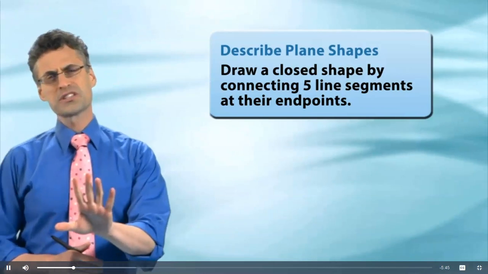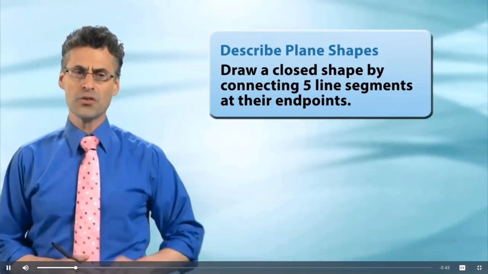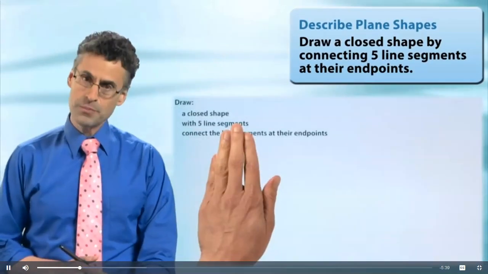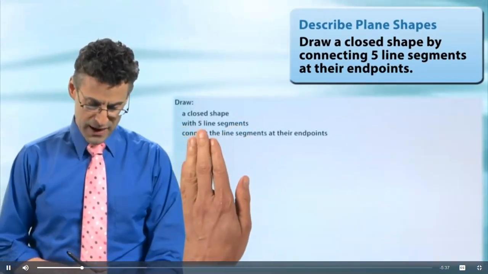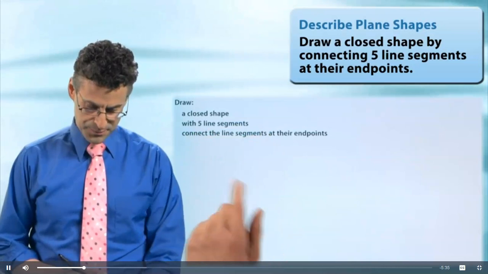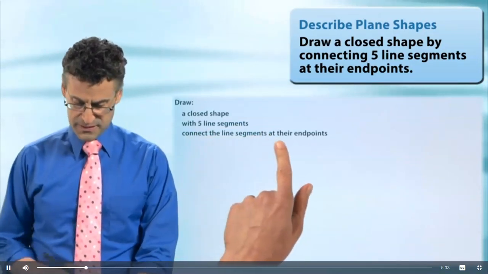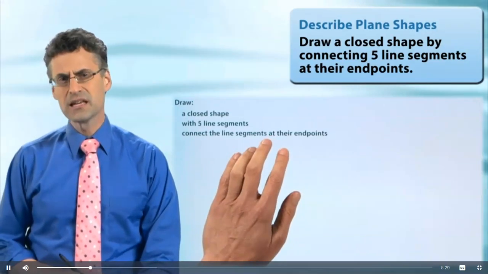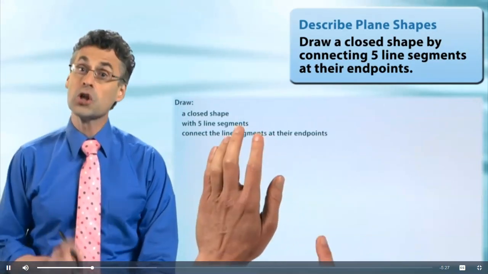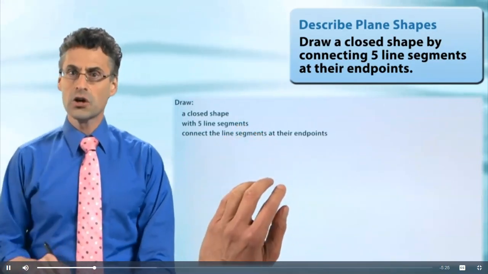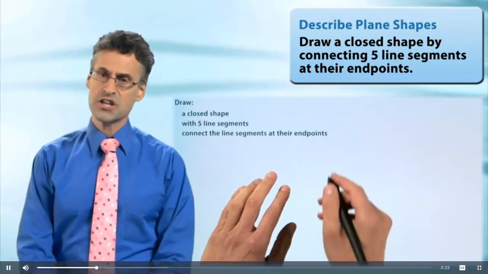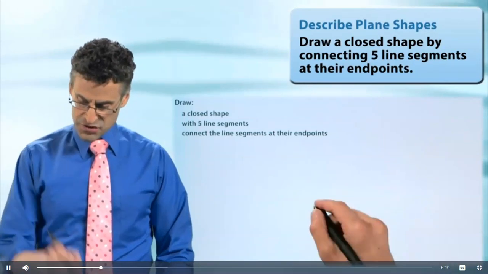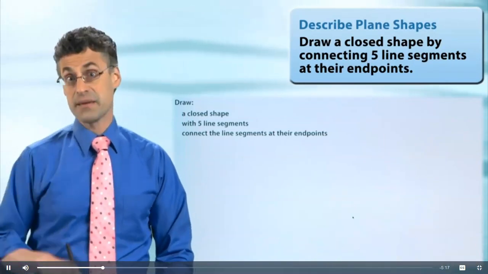So there's a bunch of words here, and I want us to make sure we understand what all the words mean. So a closed shape with 5 line segments, connecting the line segments at their endpoints. So what do these things mean? Let's start off by talking about what a closed shape is. A closed shape just means a shape that I can draw on a piece of paper that actually starts and ends at the same point.